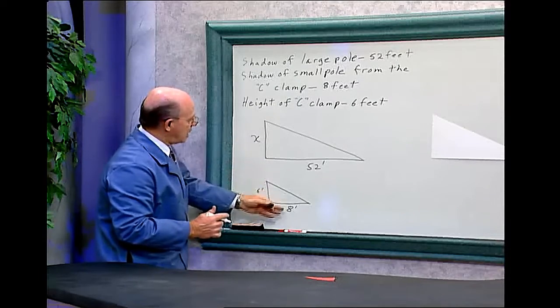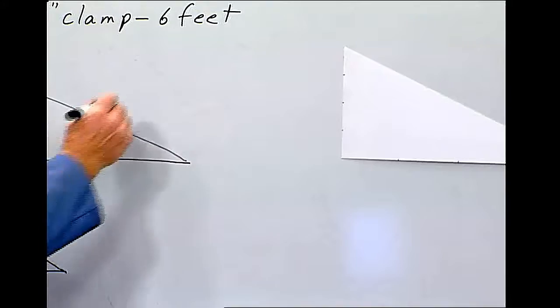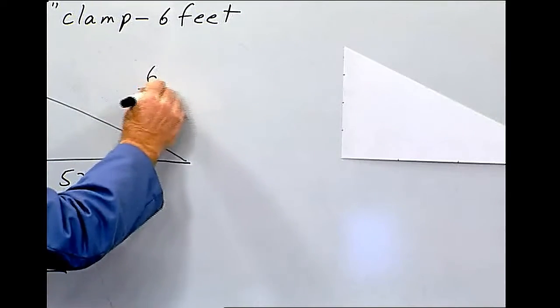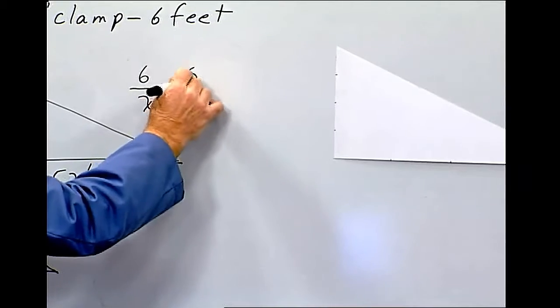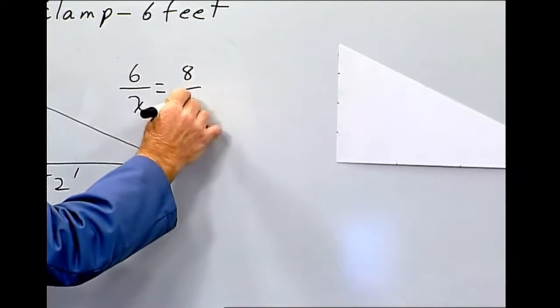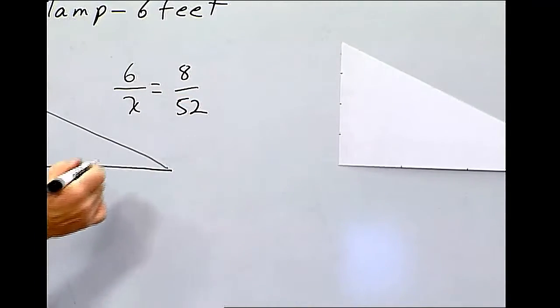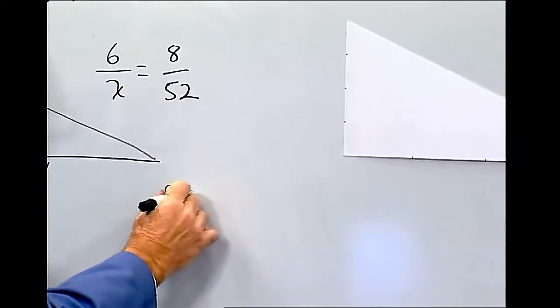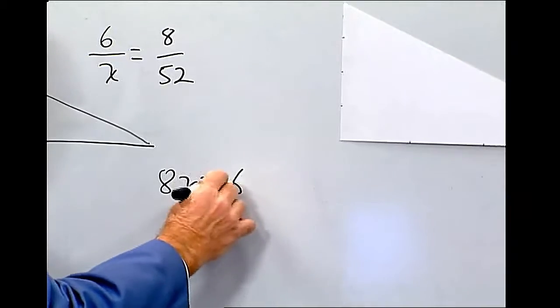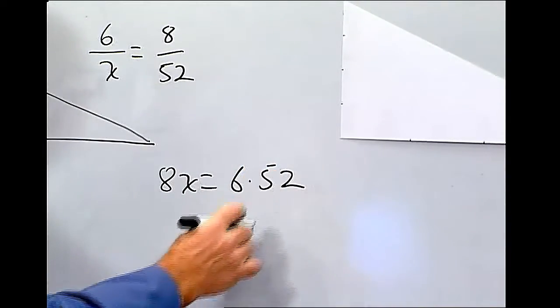6 is to x as 8 is to 52. So it's 6 over x equals 8 over 52. And so what we have to do now is just cross multiply. So 8x equals 6 times 52.